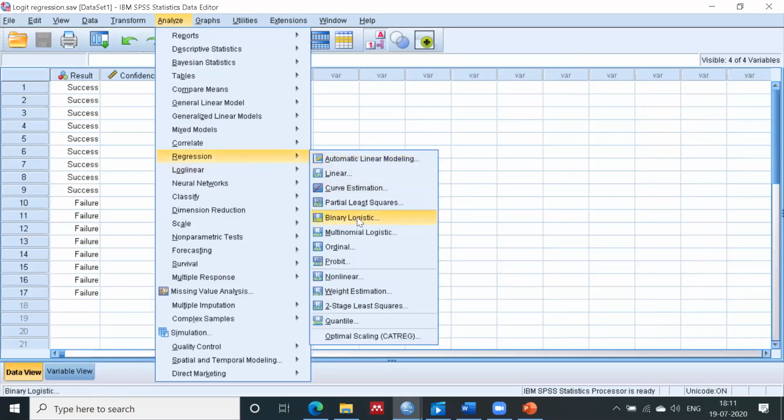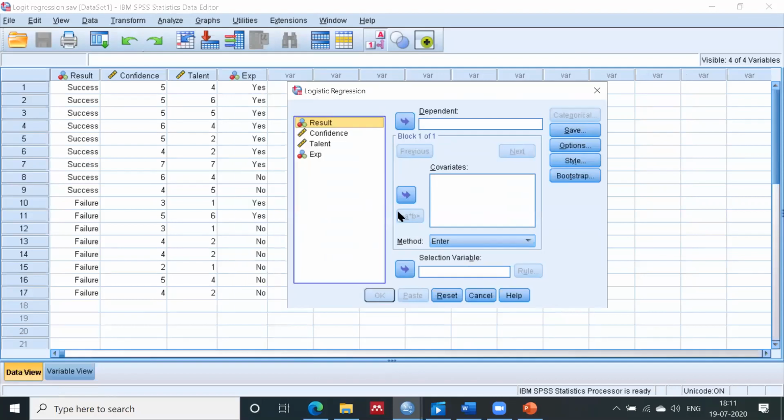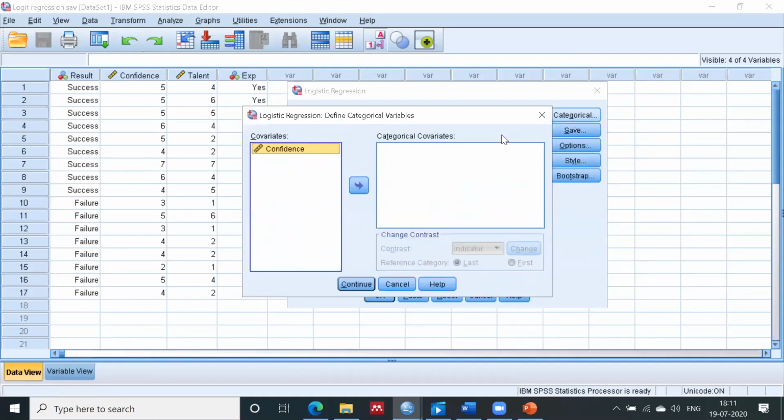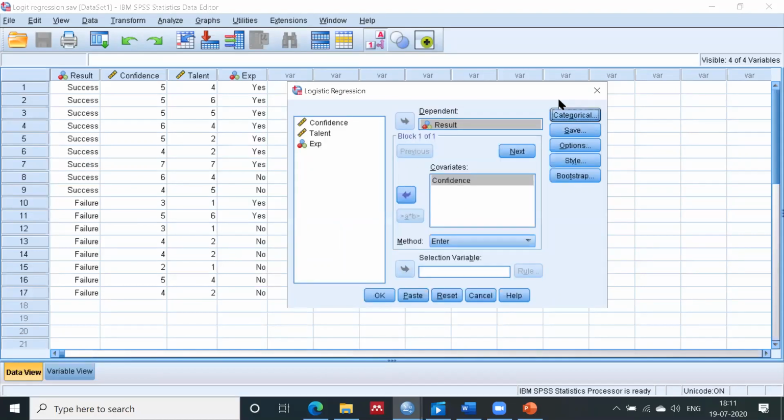Analyze, regression, and binary logistic. My result is dependent, and I will take confidence first because I will apply only confidence this time, right? I will just keep it enter here, normal regression. Categorical, you don't need to do anything. Value regarding confidence. Sir, experience is non-metric, taken as independent.